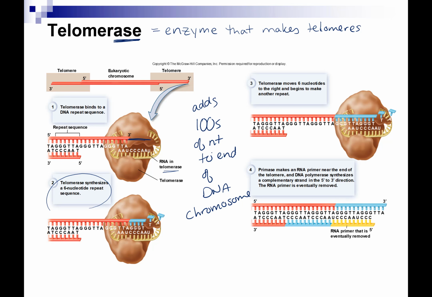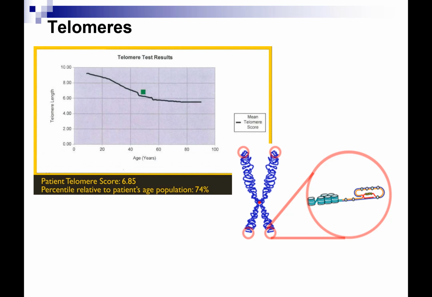So it's making a repetitive sequence here. This RNA primer still has to be lost, so we still have an end with a gap. But what we do in our cell is we fold that end around and make a little cap to protect the DNA. Okay, so the ends of telomeres are folded back on each other to protect it so it doesn't get destroyed by other nucleases.